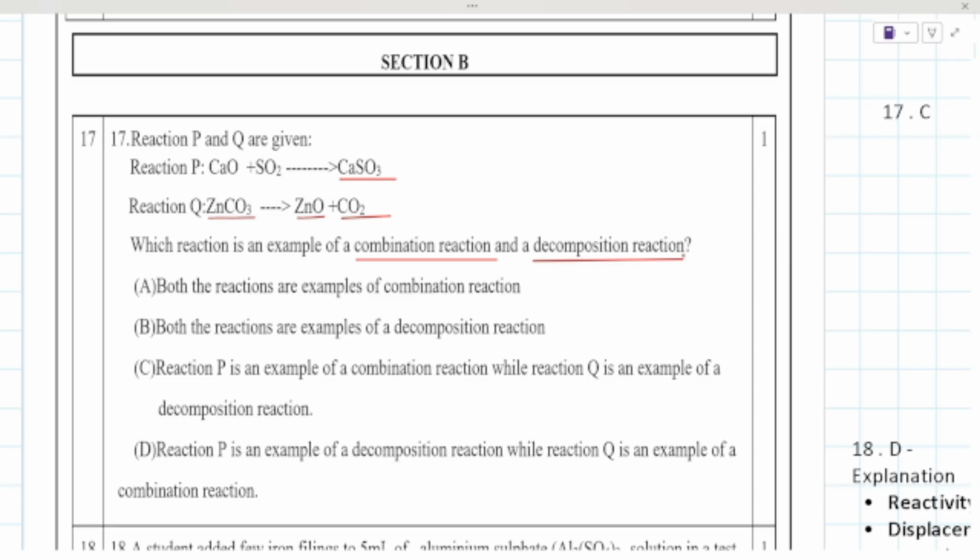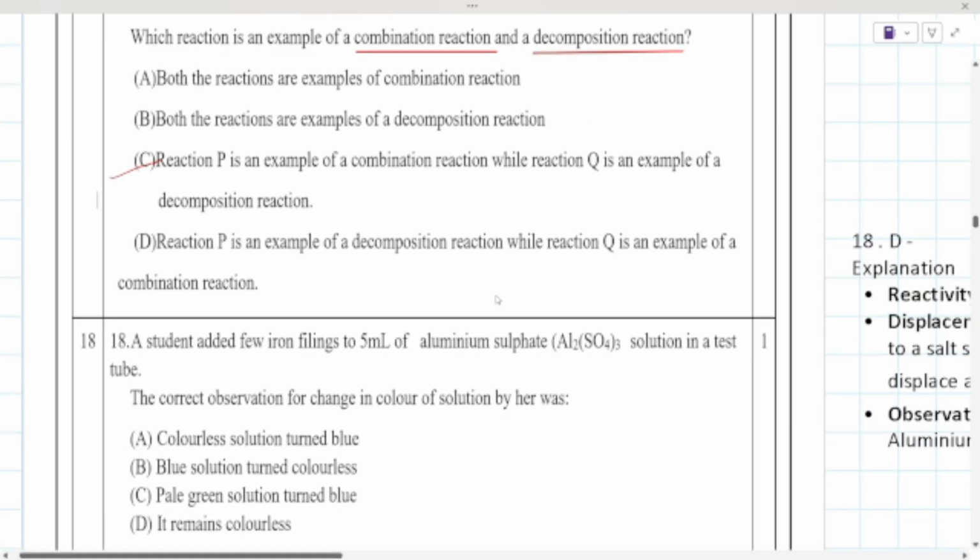Which reaction is an example of combination? Combination reaction is P. Very good. P, and decomposition is Q. Yes. Decomposition means it will break down, and combination means it will combine, right? Here we can easily see that reaction P is the combination and Q is the decomposition. You can say that in the options. Is it clear? Clear or any doubt?